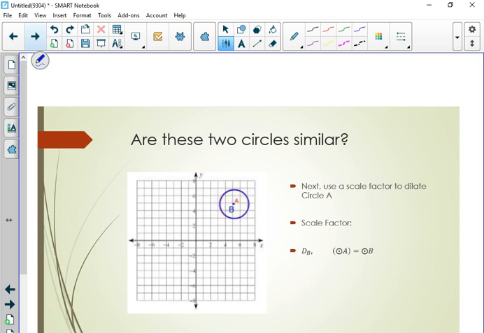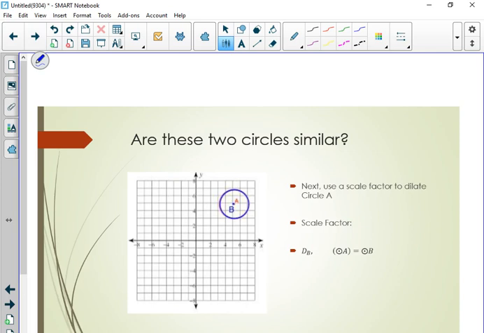Now, are these two similar? Well, yes they are. Because look what we have. We have one circle. Wow, several triangles today. One circle on top of the other one. So this is our final step.